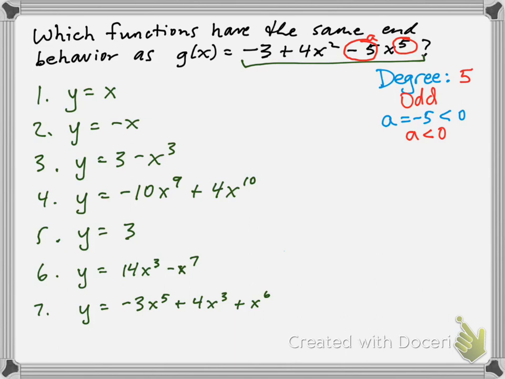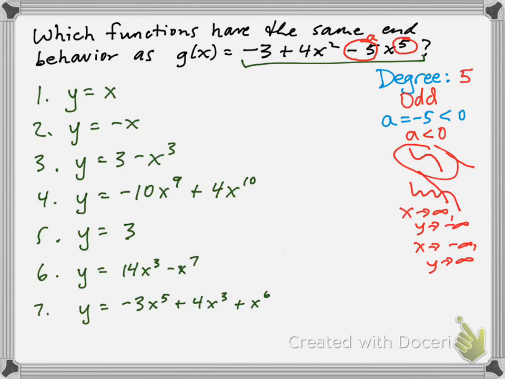That means that the end behavior should look like this. Could be like that, could be like that, could have a bunch of bumps, but the bottom line is when x goes to infinity, y goes to negative infinity, y goes down. As x goes to the left towards negative infinity, y goes up towards positive infinity. So this guy right here is what we're looking for.